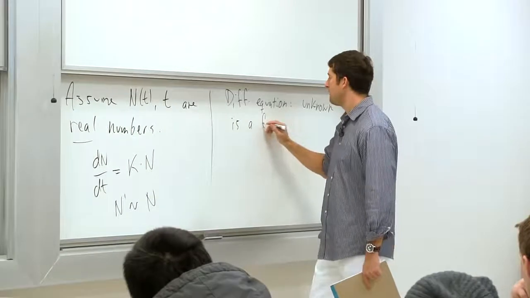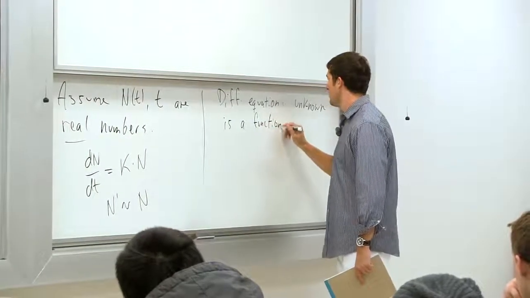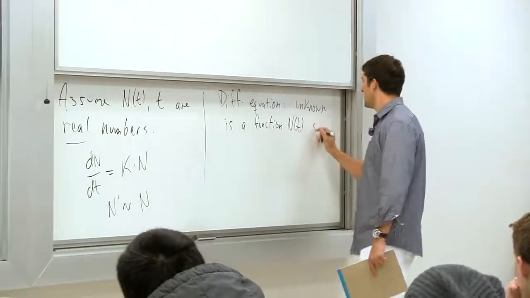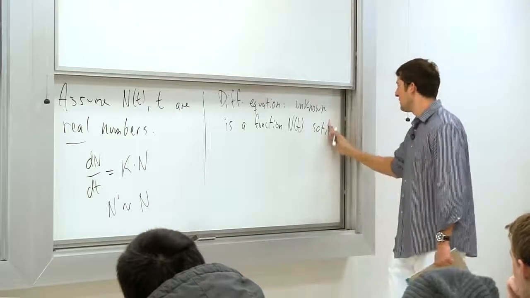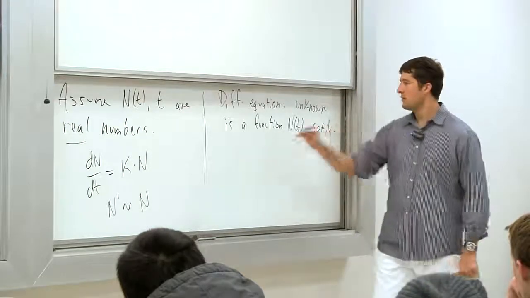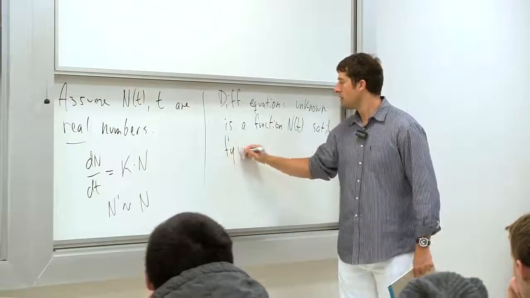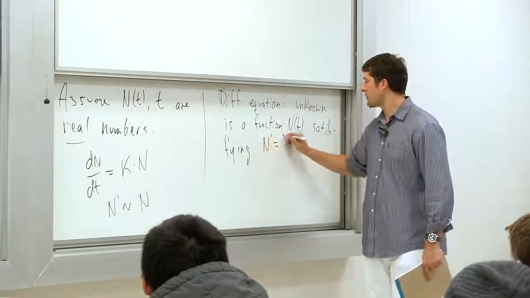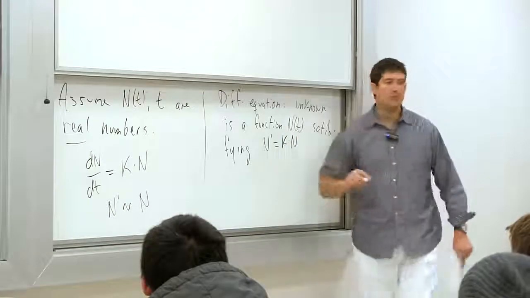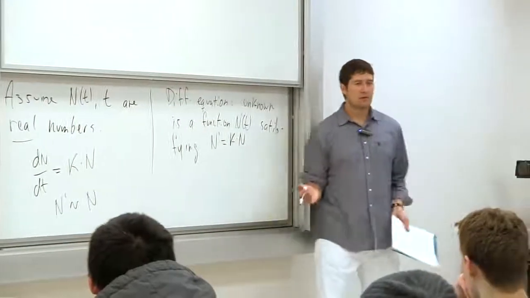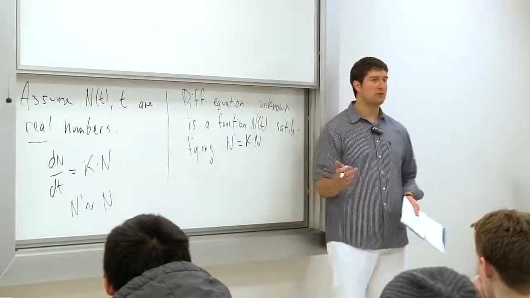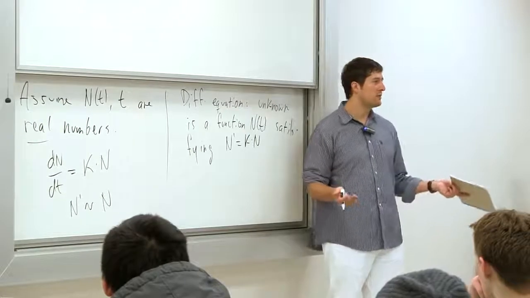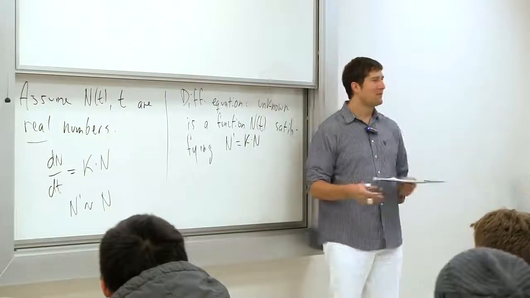Is a function n of t satisfying, in this case, n prime equals k times n. Okay, so does anybody want to venture a function that satisfies this equation? Pretty easy actually, right? So what do you think?